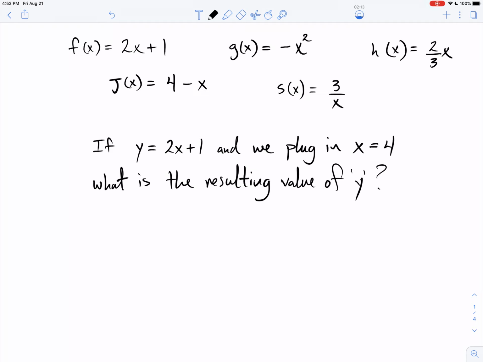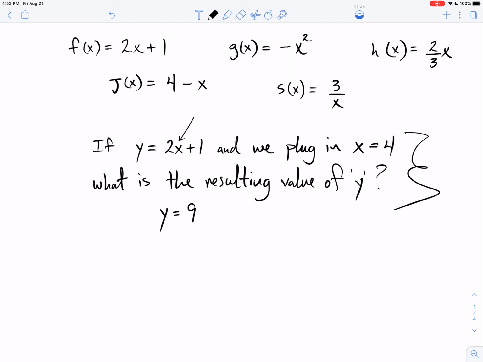9. y equals 9. If y equals 2x plus 1, and we plug in x equals 4, we will get 2 times 4 plus 1. The resulting value would be y equals 9. Now, that's not a difficult question. It's not. But look at how much I had to write to convey that idea to you.